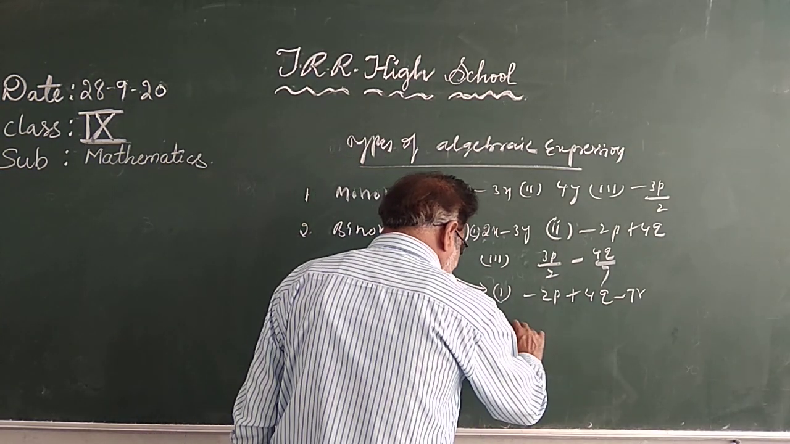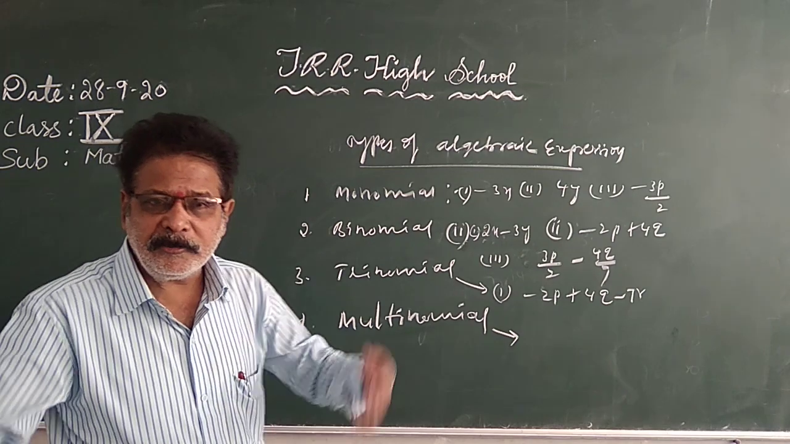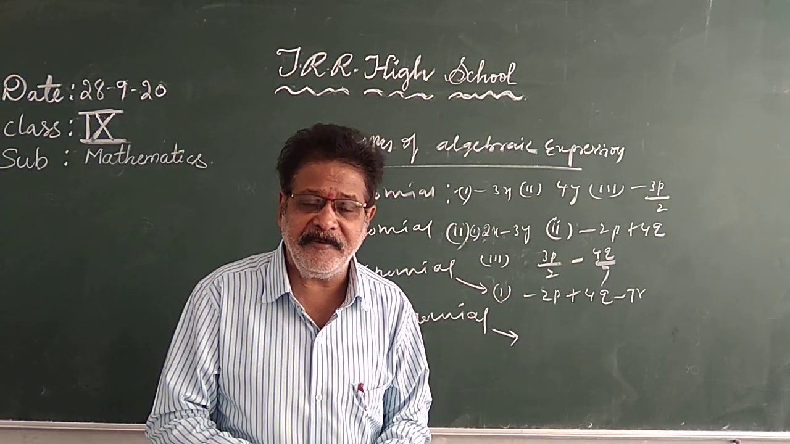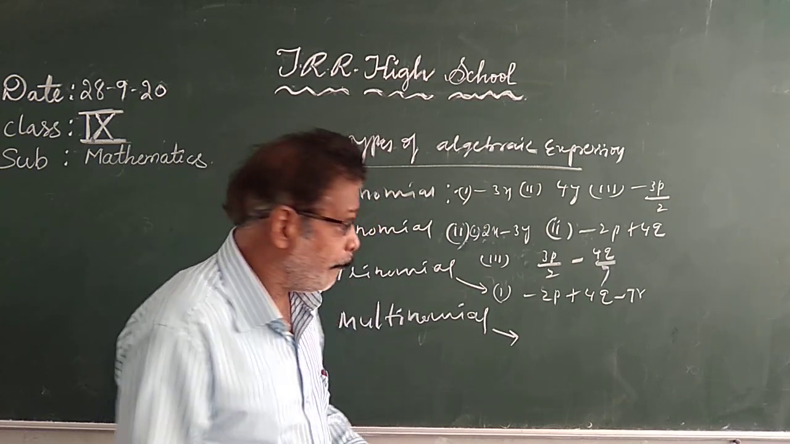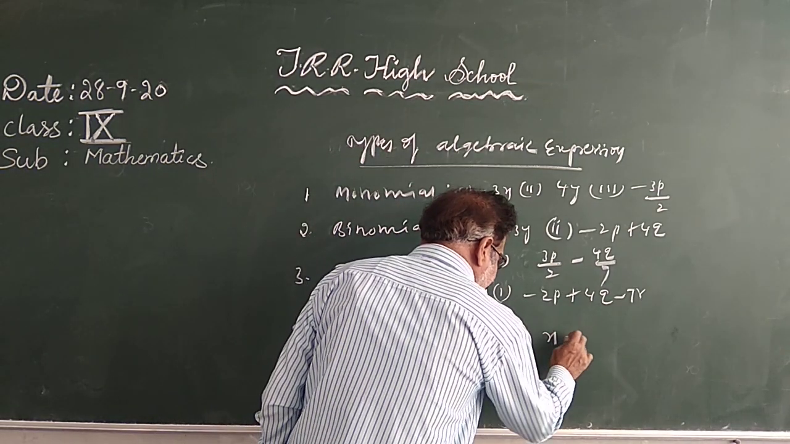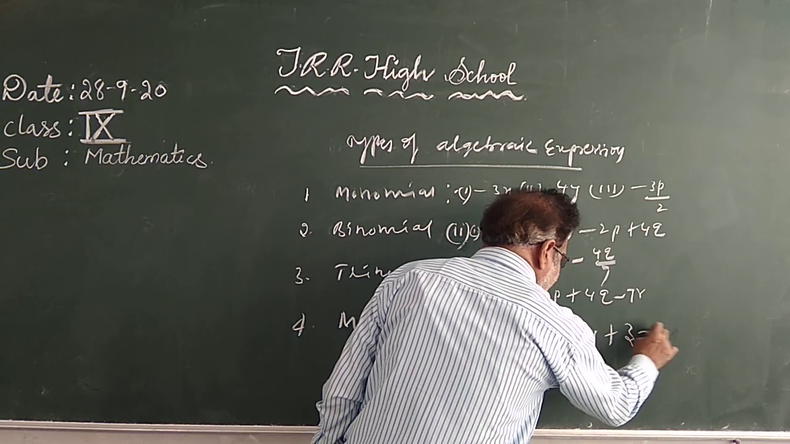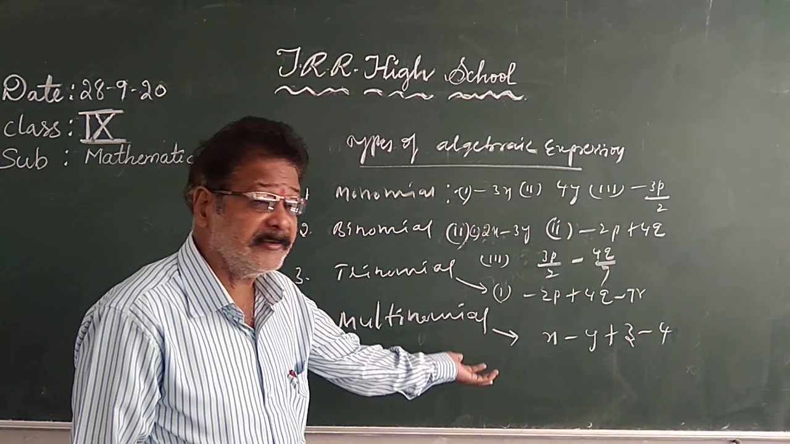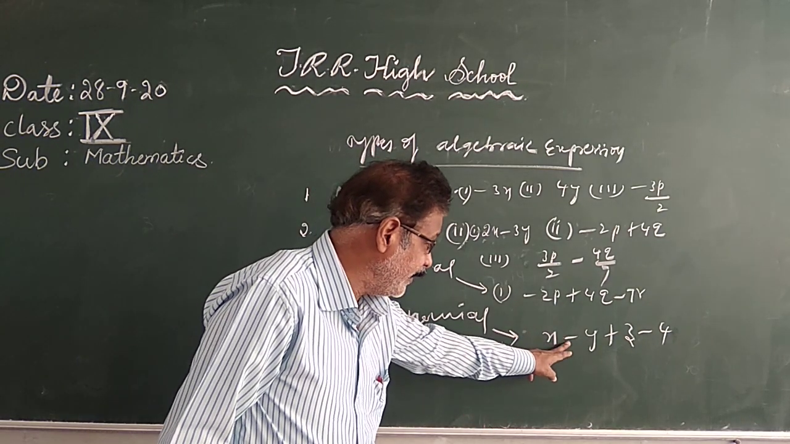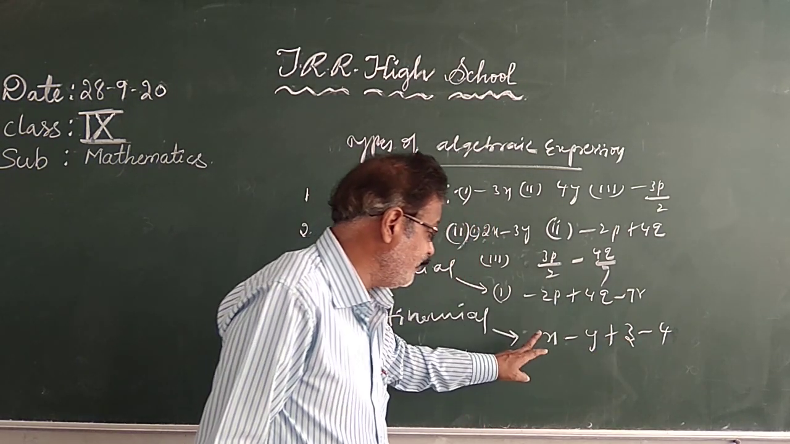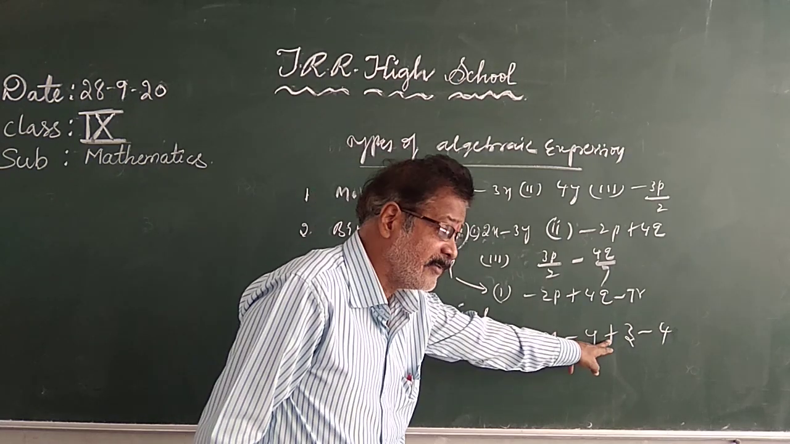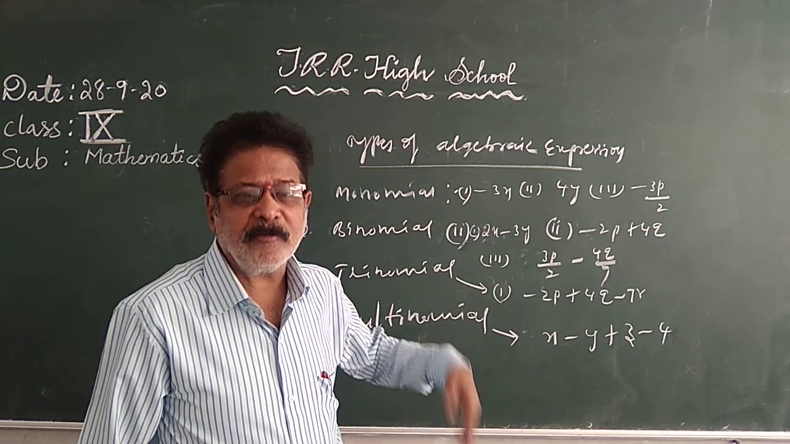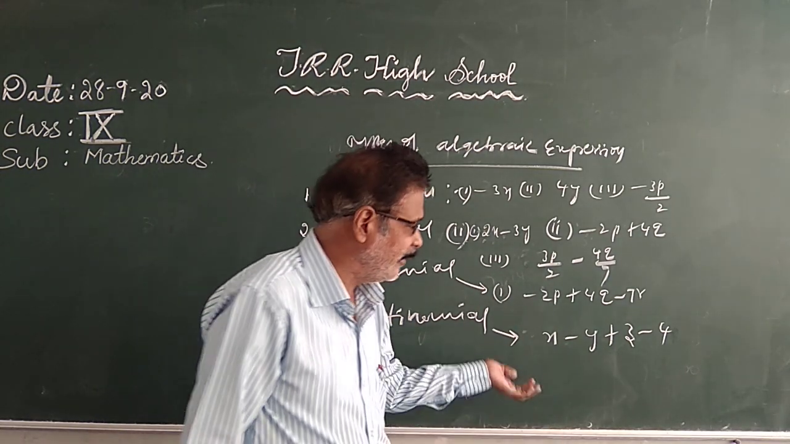What is multinomial? Multinomial means an algebraic expression having more than three terms. Example, x minus y plus z minus 4. This is multinomial. Why is it multinomial? There are more than three signs: plus, minus, plus, minus. Two plus signs and two minus signs, totally four signs. It is more than three. That is why it is multinomial.